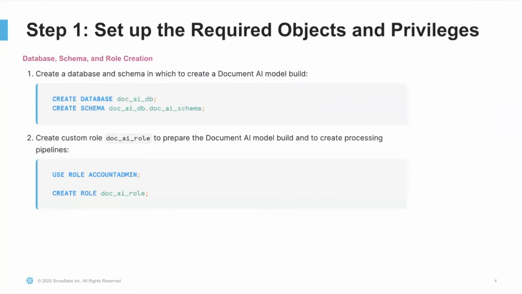Now I'll discuss the individual steps required to build out a Document AI model. So the first step is to set up any required objects or privileges that you'll need. First, you'll start with the database, schema, and role creation process. So we recommend creating a database and schema specifically for Doc AI. And then you'll create a custom role, which is the Doc AI role, in the Document AI model build. And this will help with the processing pipeline that you'll do later.